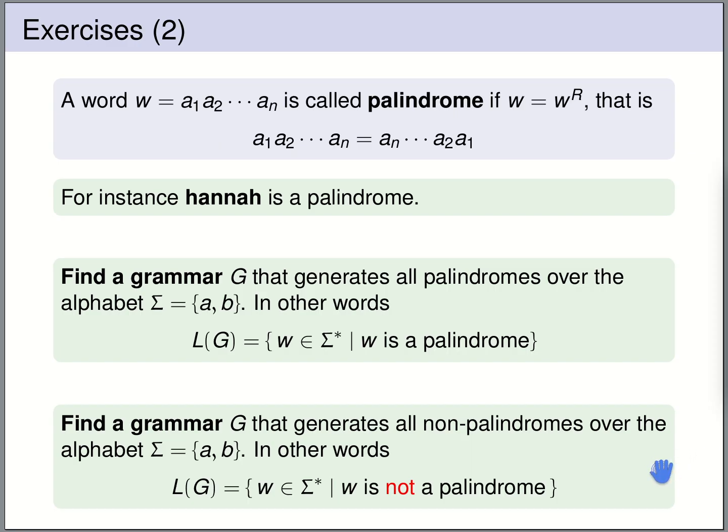In the second part of the exercise, we are asked to give a grammar for the complement of the language that we have just considered. So we are asked to give a grammar for the complement of the language of all palindromes. So these are all the words over {A, B} that are not palindromes. So let's see how we do that.